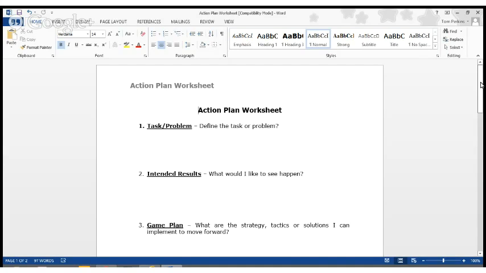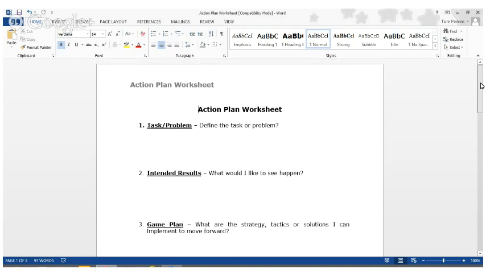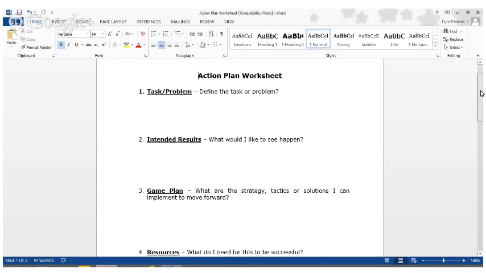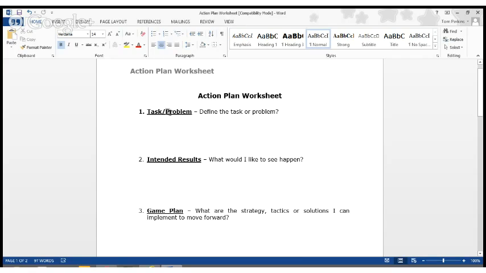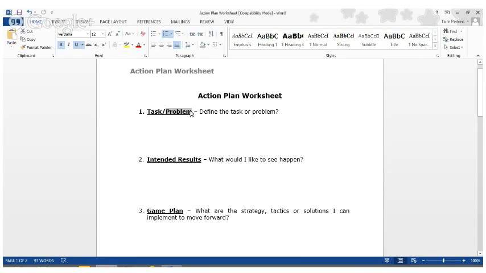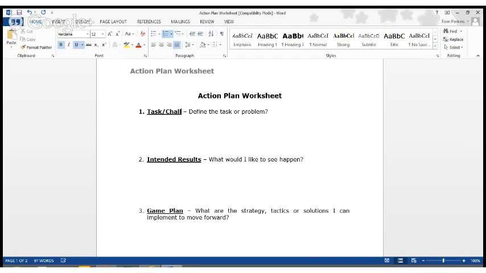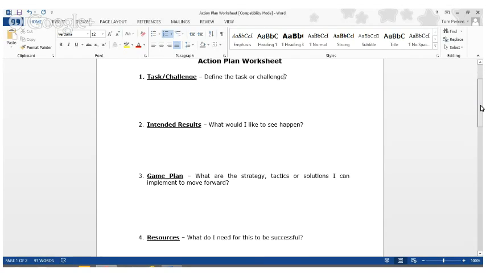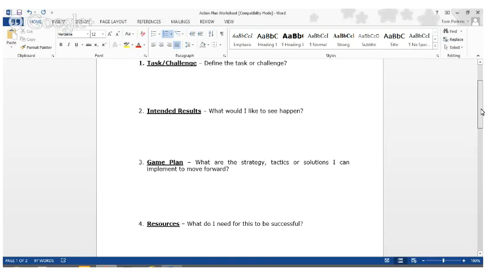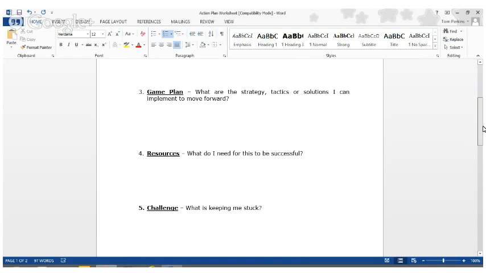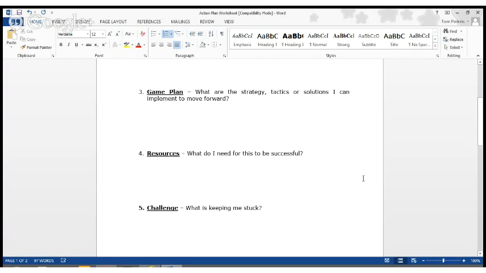So this is called an action plan worksheet. It has five simple steps, and the first is the task or the problem or the issue. I'm going to change that right here as we go along, like I said. I'm going to change problem to challenge, so it's task or challenge. It's just a little more positive to me, because sometimes problems are really good because you get to figure things out. The second one is intended results. The third one is coming up with your game plan. The fourth one is resources, and the fifth one is challenge.